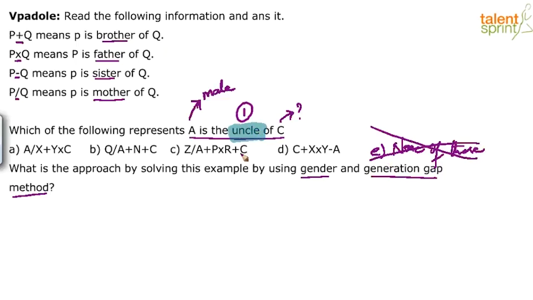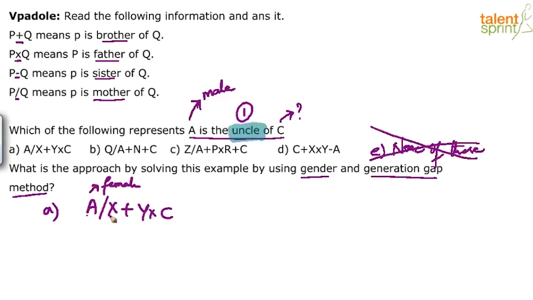Let's verify this using the options. For example, option A. I'm rewriting it here so that I can do the verification. A by X plus Y into C. Simple. Look at the first point. A by X. By means what? Mother. So clearly A by X means A is the mother of X.